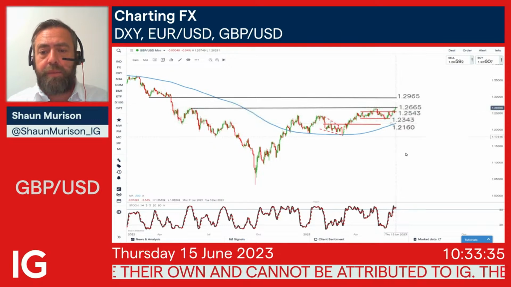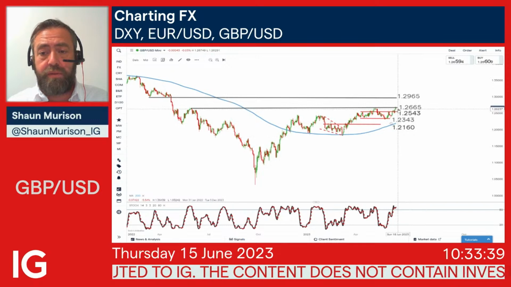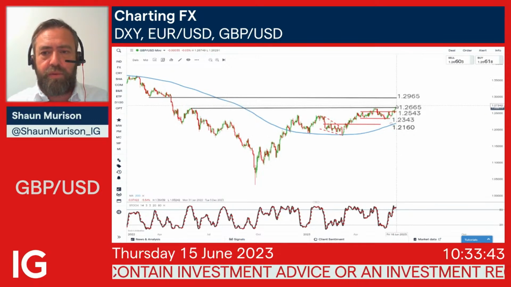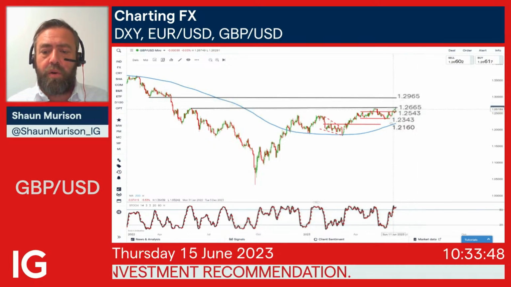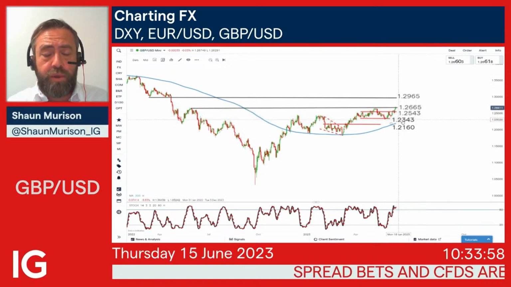Again, similar principle to what we saw on the euro dollar. If you're looking for new long entries and weren't already long, you want to see the break of that resistance before opening up a move, possibly to the 1.2965 level. Or if we do start to pull back from overbought territory, looking for the price to find support at one of these lower levels, 1.2543. If we break below that, maybe even 1.2343.